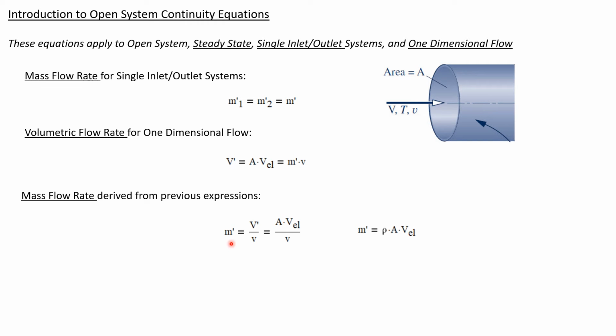We can say that the mass flow rate is the volumetric flow rate divided by the specific volume. But since the volumetric flow rate is the area times the velocity, then the mass flow rate can be written as area times velocity divided by specific volume. Now the inverse of specific volume is density, so the mass flow rate can also be written as just rho AV.